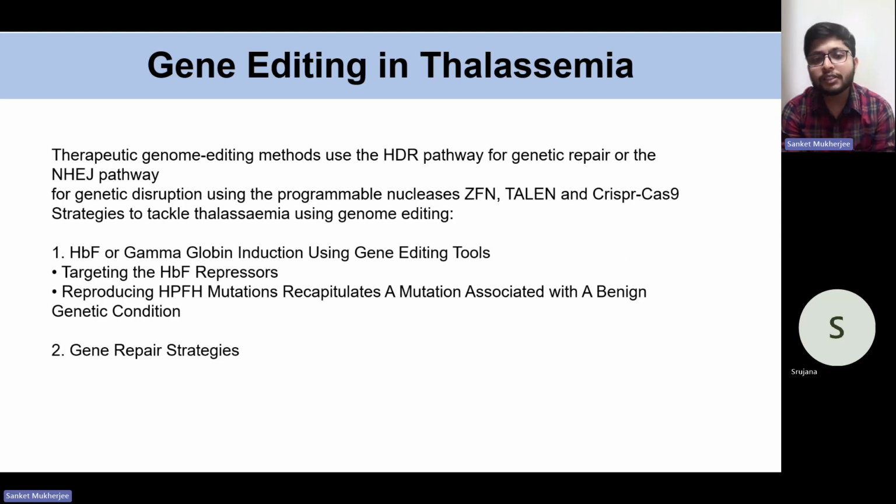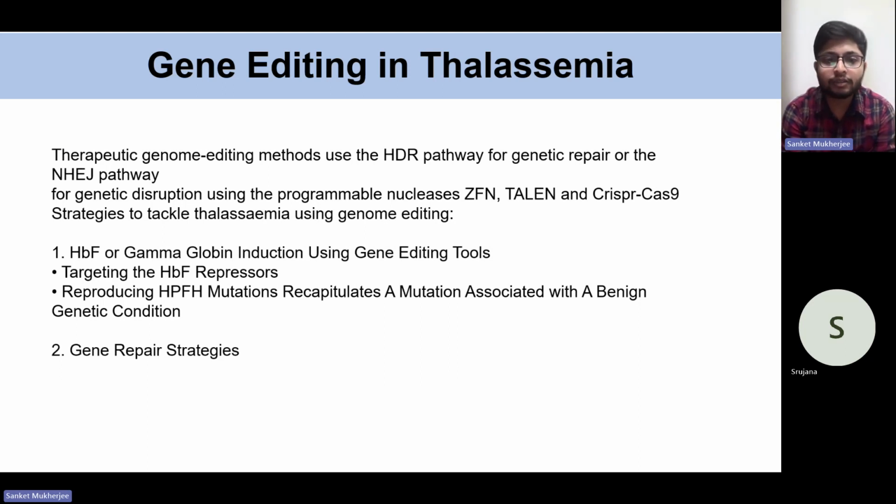One of the strategies to tackle thalassemia using gene editing is that HbF is targeted, or gamma globin induction using gene editing tools. HbF is expressed during the fetal stages. So if we can somehow induce this gene to express, then the absence of beta globin can be compensated. So HbF repressors could be targeted.